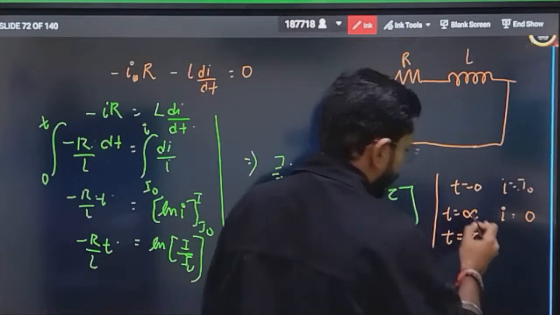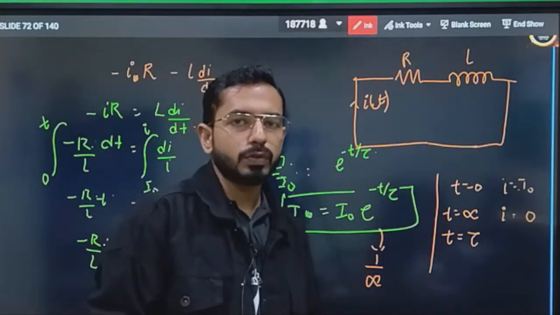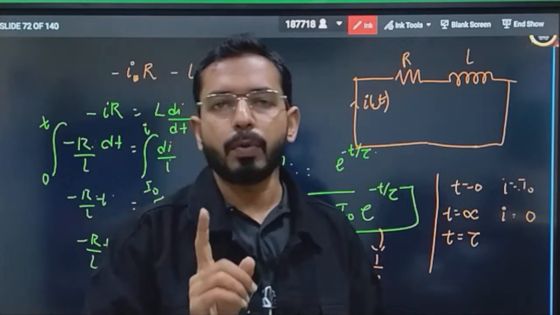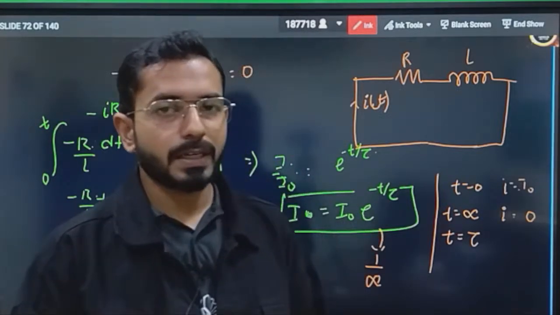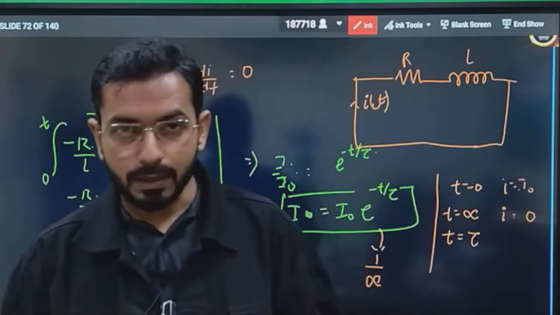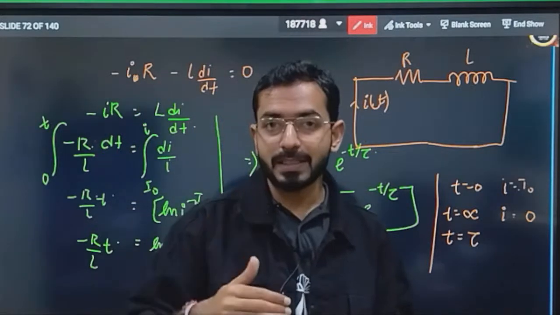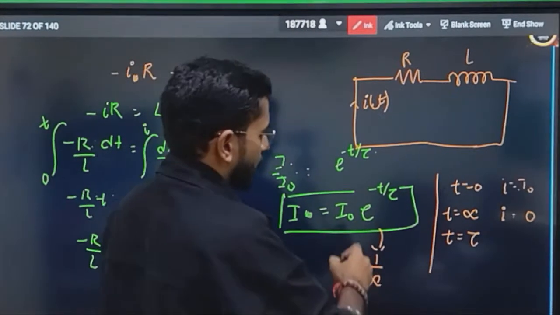Let's also write at t equals tau. What will be happening at one time constant? Because I have told you that in the complete curve there is one important point you have to remember: in the growth circuit, the current increased by a factor of 63% in one time constant. In the decay circuit, let's see how much current is decreased in one time constant. That is a very interesting and very important case.